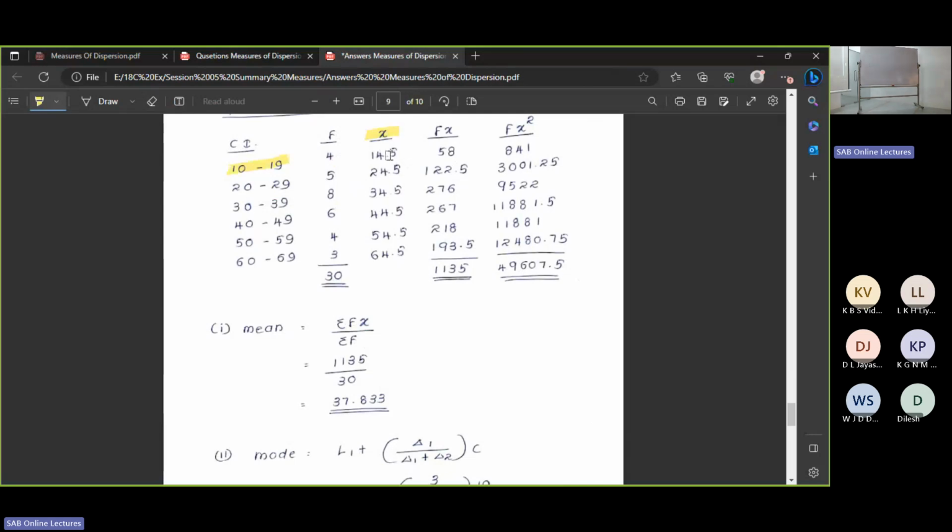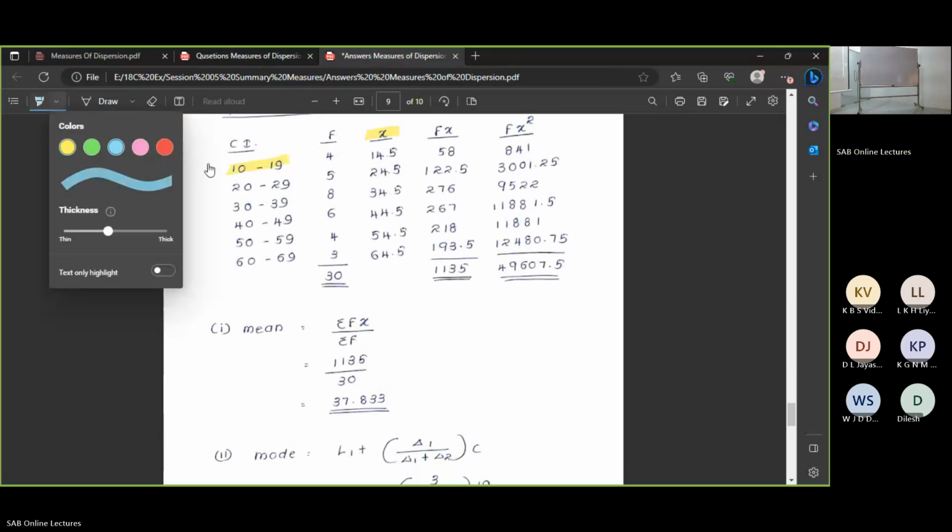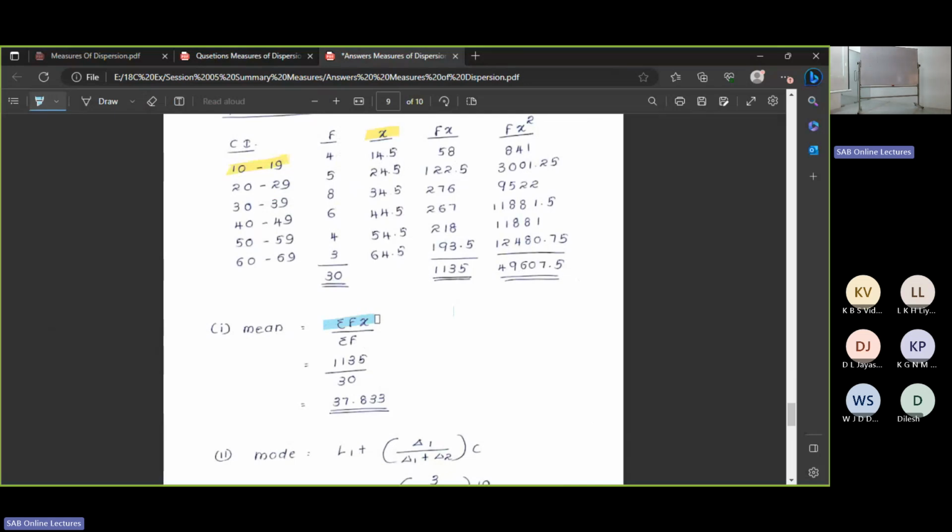Then how do we calculate the class mark? Add these two class limits, then divide by 2. Take the average of the class limits. 10 plus 19 divided by 2, 14.5. This is the way we can find the class mark. In the mean formula, we need sigma fx. Sigma fx denotes the sum of all the observation values. Then we take 4 into 14.5, the answer is 58.